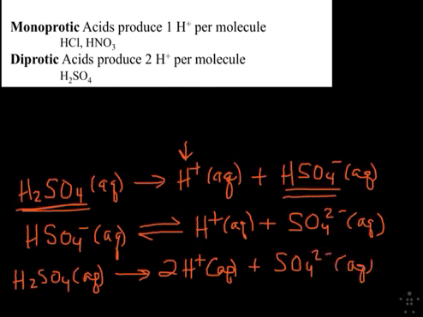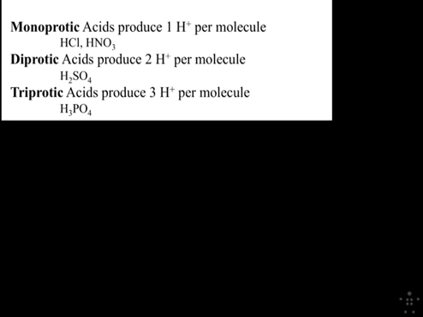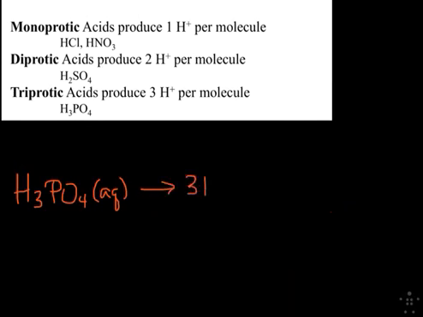So that's what we mean when we say we have a diprotic acid. But we can also have triprotic acids. Phosphoric acid is the only triprotic acid we're really going to run into. And just like we saw for the sulfuric acid, the phosphoric acid, the overall reaction would make 3 protons plus the phosphate ion, PO4 3 minus aqueous. Okay, when it reacts all the way in dissociating in water.